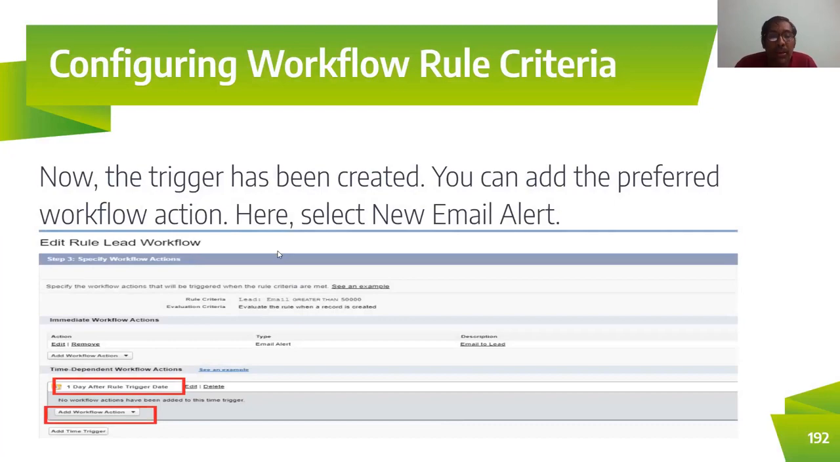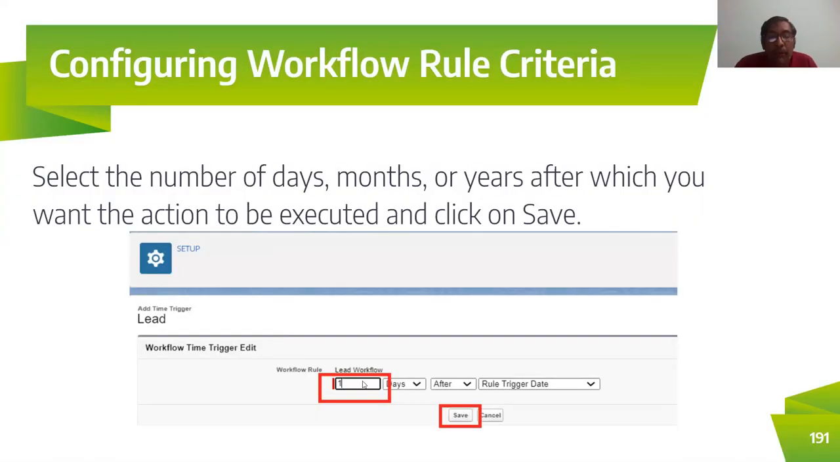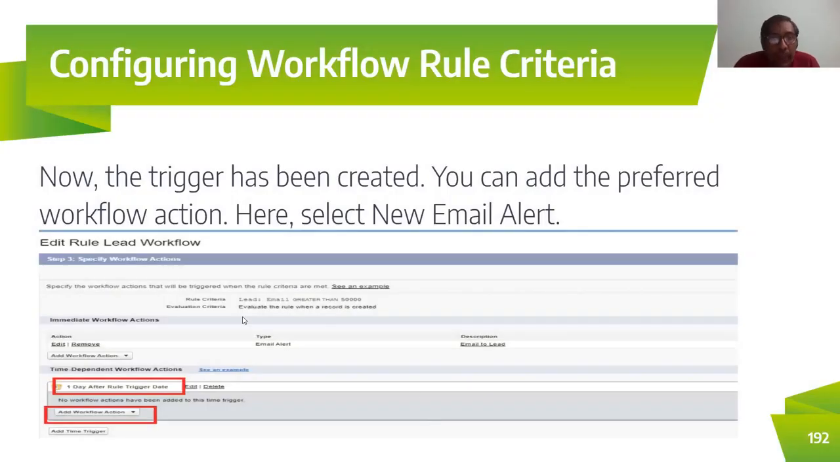Here you tell the lead workflow rule how many days it's going to take to trigger. After 1 day, the rule will trigger. I'm going to click on save. Now when the record is created, it is going to check for the rule. If the rule is met after 1 day, you will see the action will be performed.